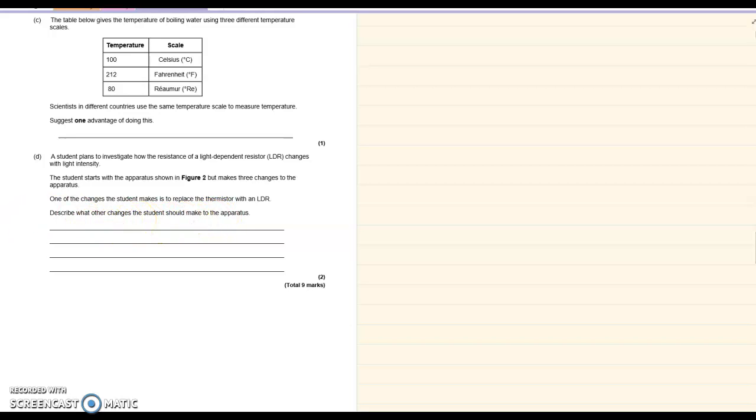So if we're thinking here, what we need to be doing is showing that we understand that we're no longer changing the temperature with a Bunsen burner and some hot water, but we need some apparatus to be able to change the light. So either a lamp, and then we need to sense the amount of light, so we're going to need some sort of light sensor or measurement device for the light as well. Think of a sensible answer to this question.